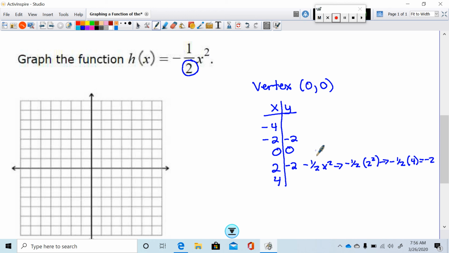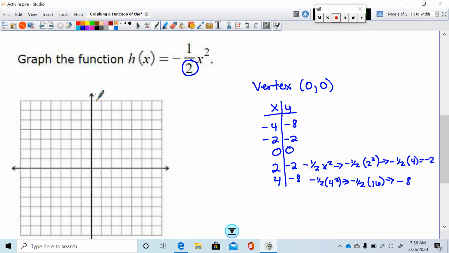Now I'm going to substitute the 4. So -1/2 times 4 squared is -1/2 times 4 times 4, which is 16. Half of 16 is 8, and we have a negative, so that's a -8. And using symmetry, the -4 also has a -8.